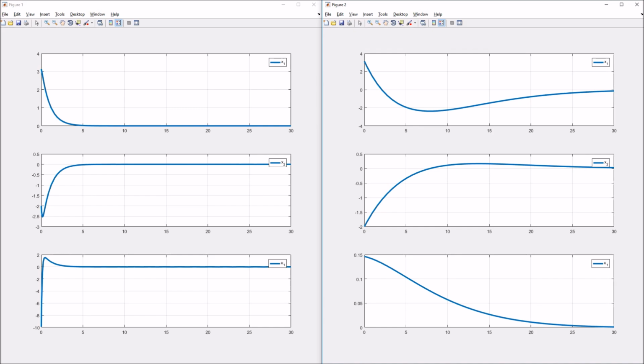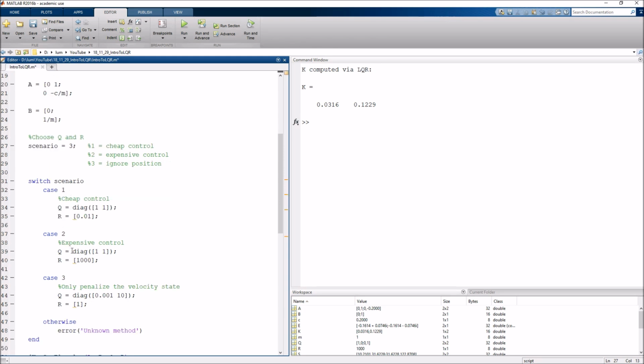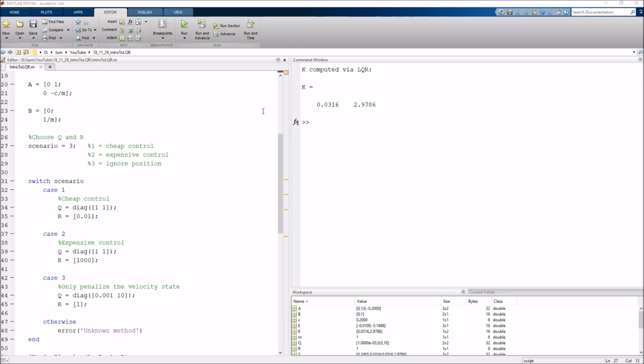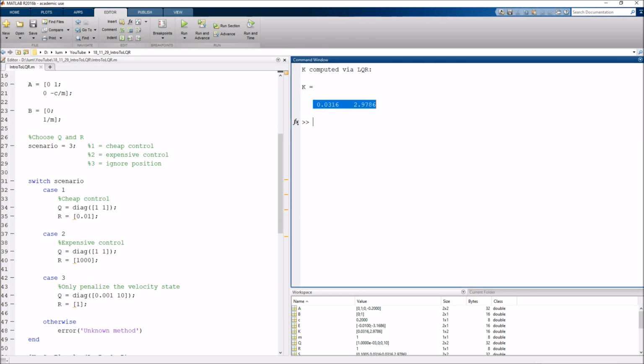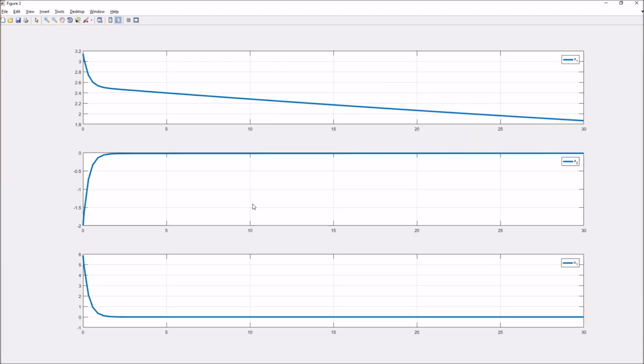And great. Now, finally, let's look at our third scenario here. So I'll come back to the script here and change it to scenario 3, where we're going to now ignore position. And if I rerun this again, you see that the controller changes, and more importantly, the behavior of that controller changes. So now, take a look at this. This is pretty awesome. The control system realizes that, you know what, I better make sure that the velocity goes to 0, so it does that quickly, but it doesn't give a hoot what the position is doing. Look at this. The position is sitting here, and still, after 30 seconds, it's nowhere near back to the origin.